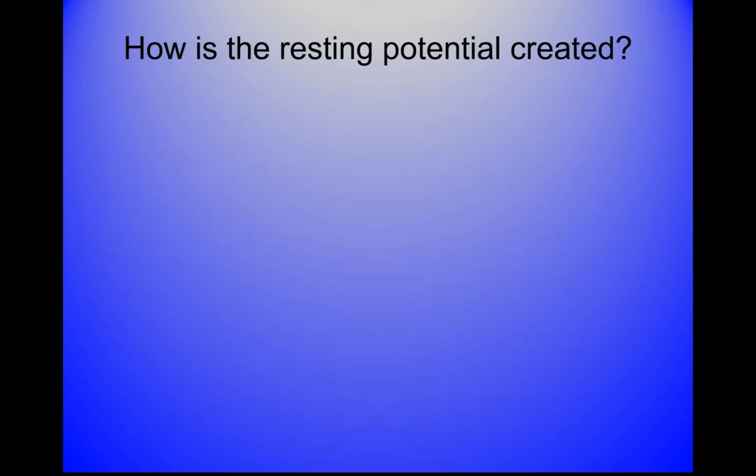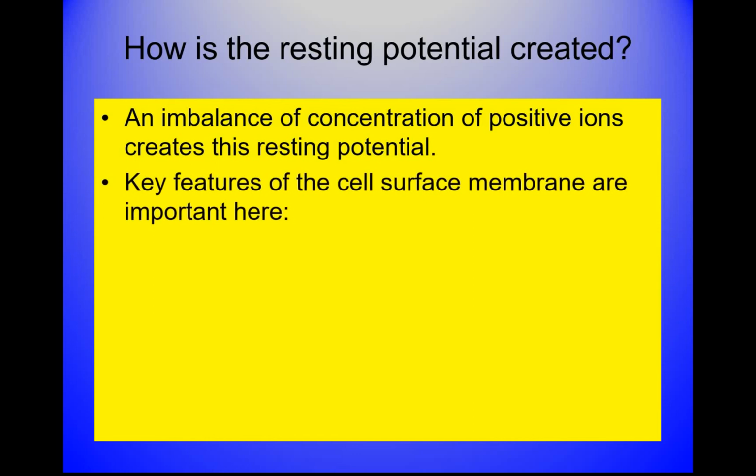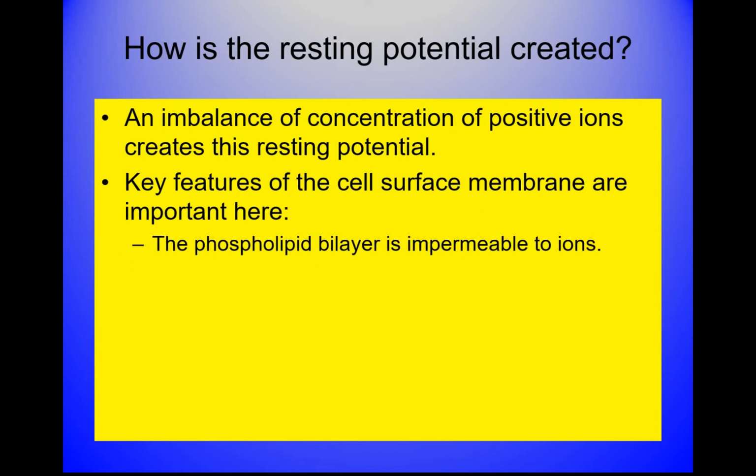The key things we need to be aware of: it's about an imbalance of concentration of positive ions across the membrane, and this creates the resting potential. The cell surface membrane or plasma membrane is really important here. Remember, you've got the phospholipid bilayer, and the phospholipid bilayer is impermeable to ions. So if ions are going to move across the membrane, you're going to need to use carrier proteins or channel proteins to do it.